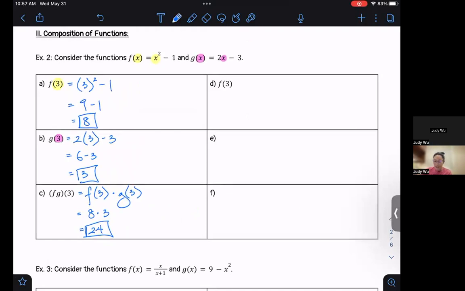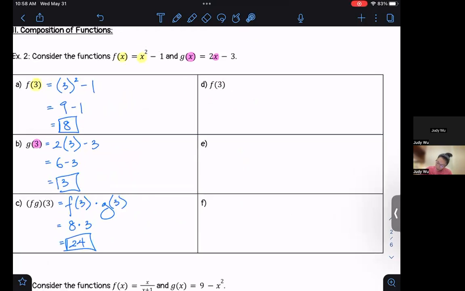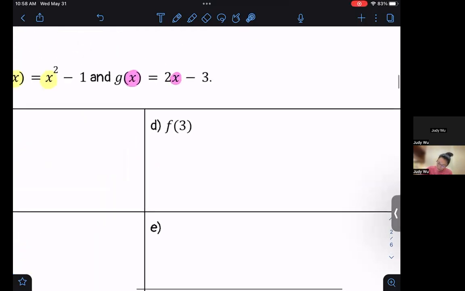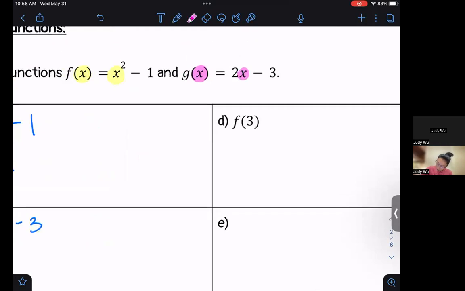All right, so let's try the second column. You'll notice that I've only written one question here and then these are blank. That's because we're going to write those together, to make sure we really understand how to write this notation. So D should look familiar because it is saying find f of 3, which is what we did in part A. So f of 3, just to remind ourselves, we get 3 squared minus 1, which is really 9 minus 1, which gives us 8. That's the same as the previous one.